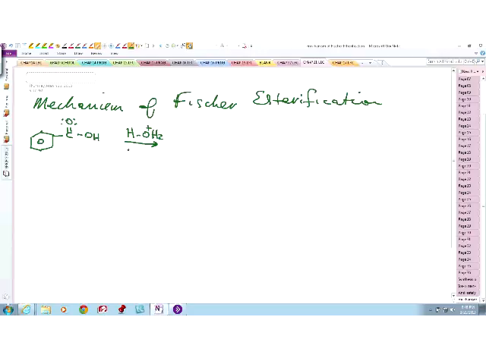Protonation of carbonyl oxygen, very good. Okay. This is a reversible process. So what happens, this pair of electrons comes here to abstract this proton, or to grab that proton, like one of you told us some time ago, and then you have this.